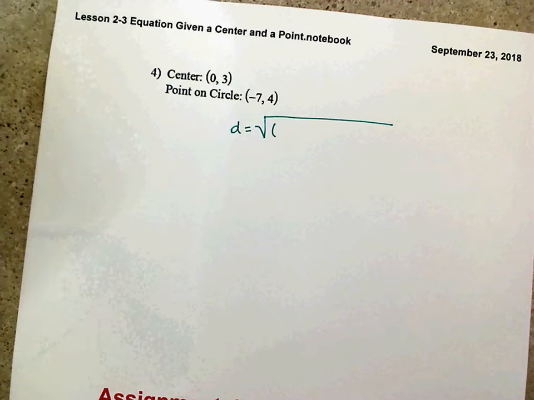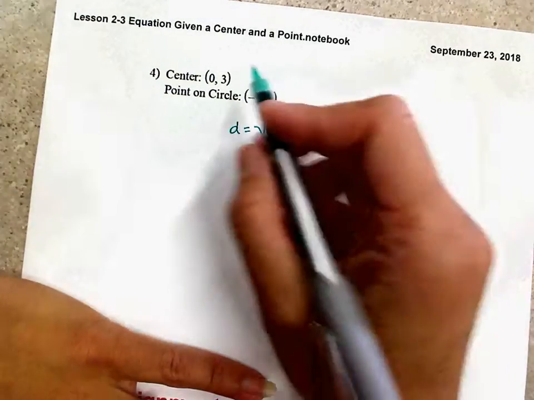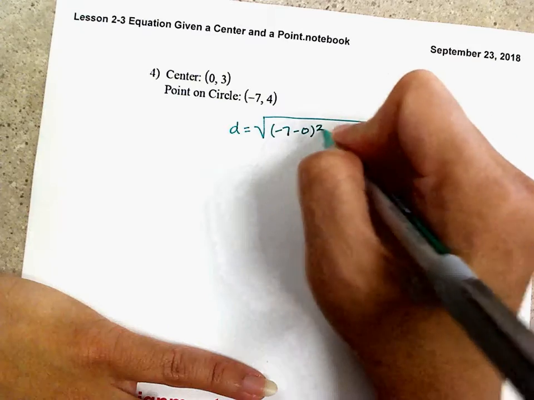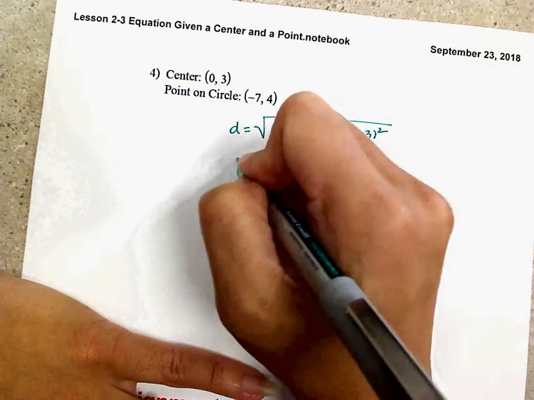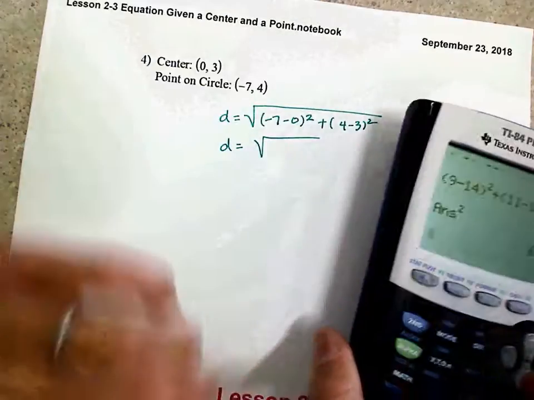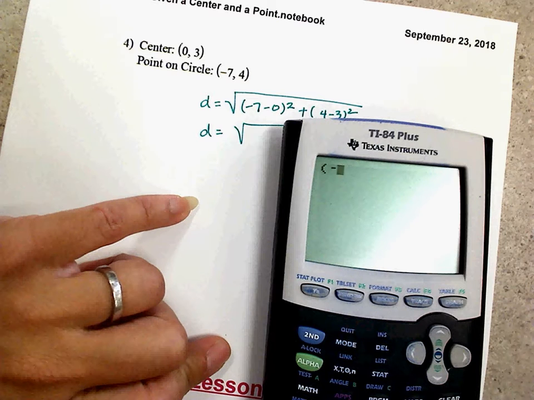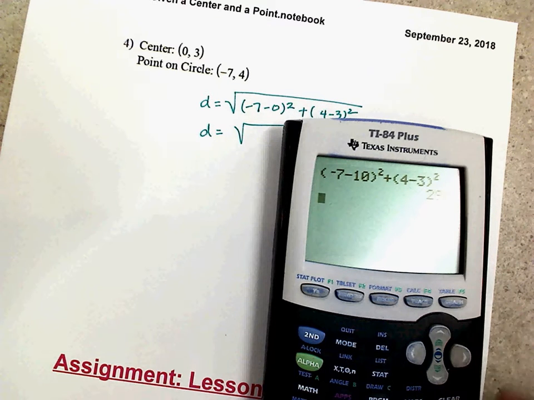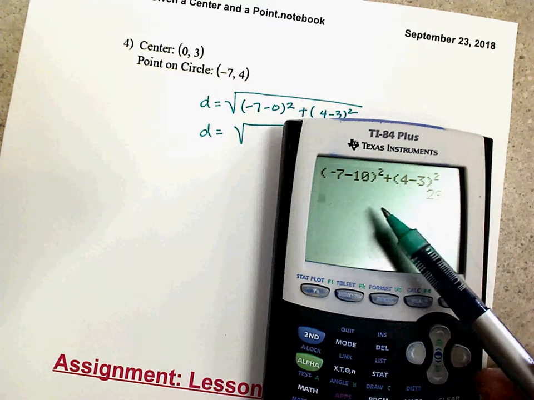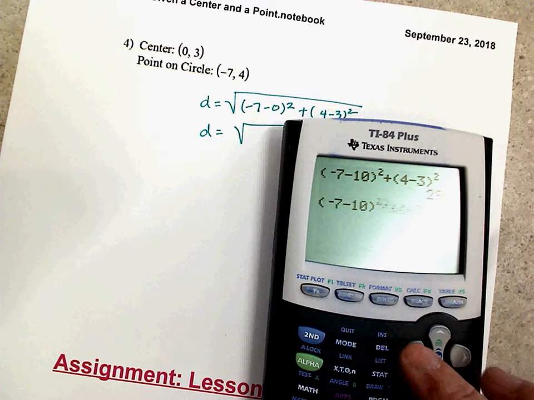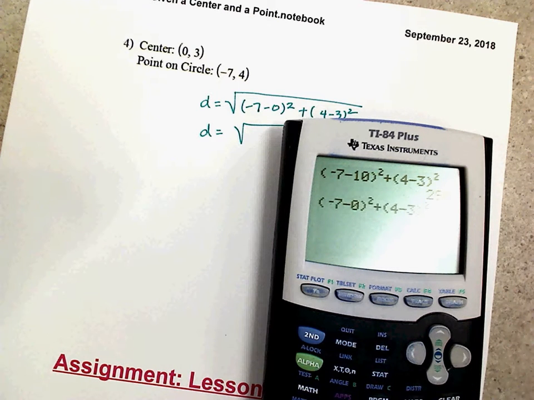Okay. Go ahead and let's find our distance formula. Negative 7 minus 0 squared plus 4 minus 3 squared. So D is equal to square root. All right. Here we go. Parentheses, negative 7 minus 0 squared plus 4 minus 3 squared is equal to 290. Oh, I mistyped. Let me delete a number. There we go. It's 50. Square root of 50. All right.